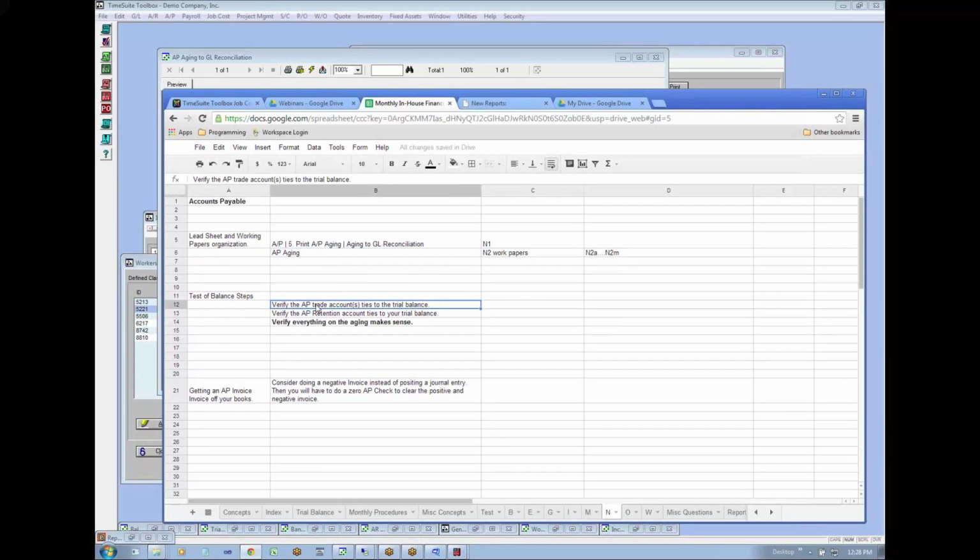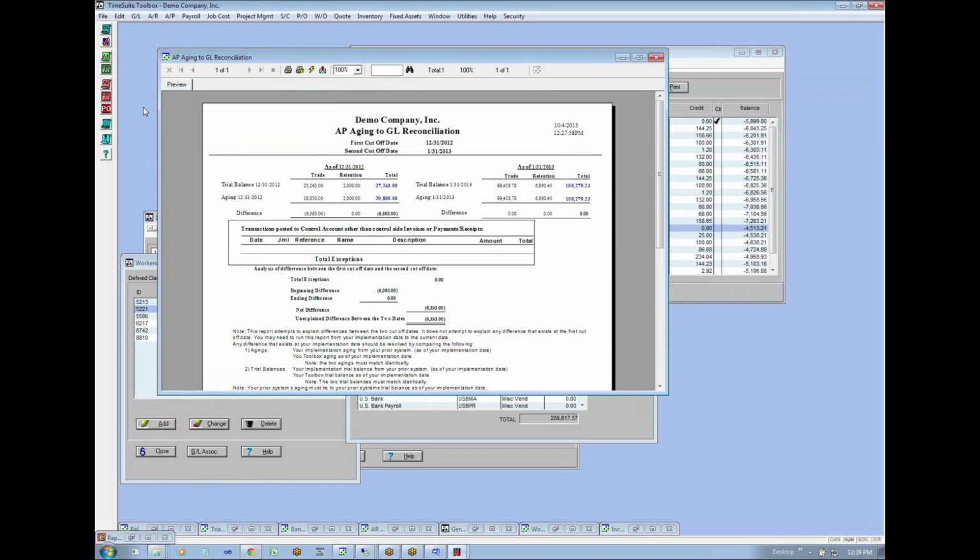Test of balance steps: verify the AP trade accounts tied to the trial balance. Verify AP trade ties. Verify your AP retention ties to your trial balance, and verify everything on the aging makes sense and is correct. So getting an AP invoice off your books, consider doing a negative invoice instead of posting a journal entry. Then you will have to do a zero AP check to clear the positive or negative invoice.